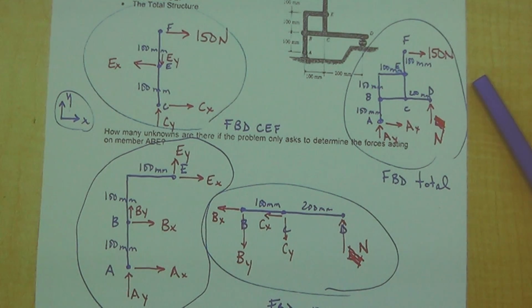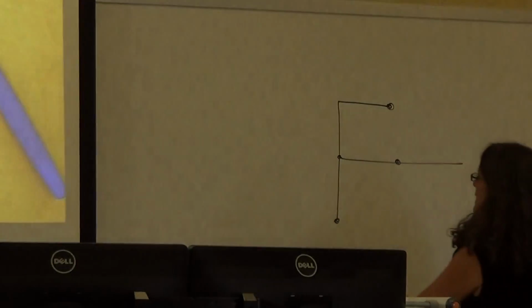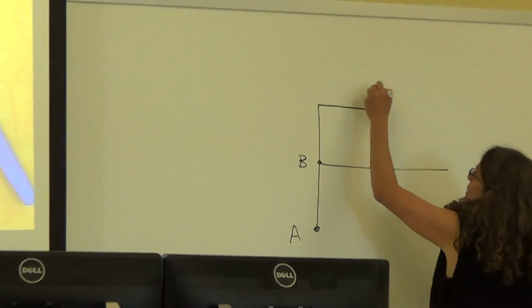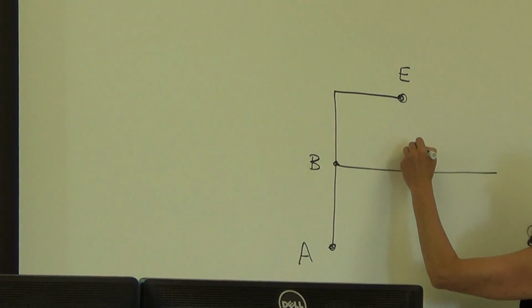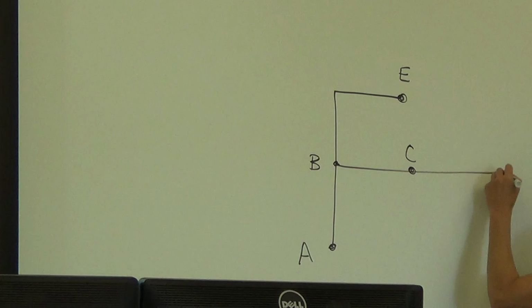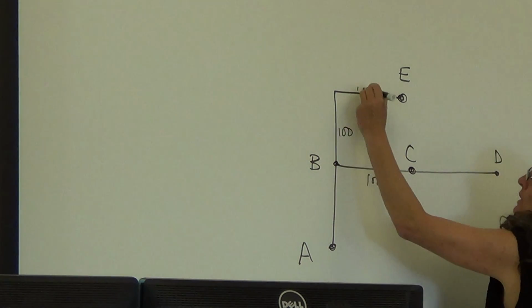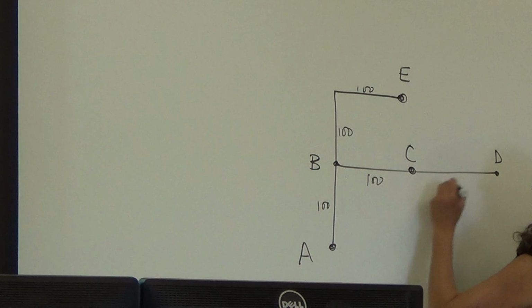So if I were to draw a free body diagram, if I know that they go together, they have to cancel. So let's see, this is what, A, B, what's this, E? What's this? C, what's this? D. This is 100, 100, 100, 100, 200.